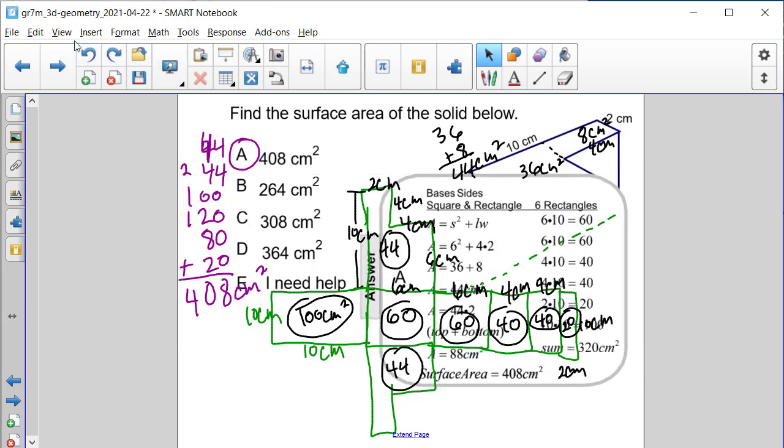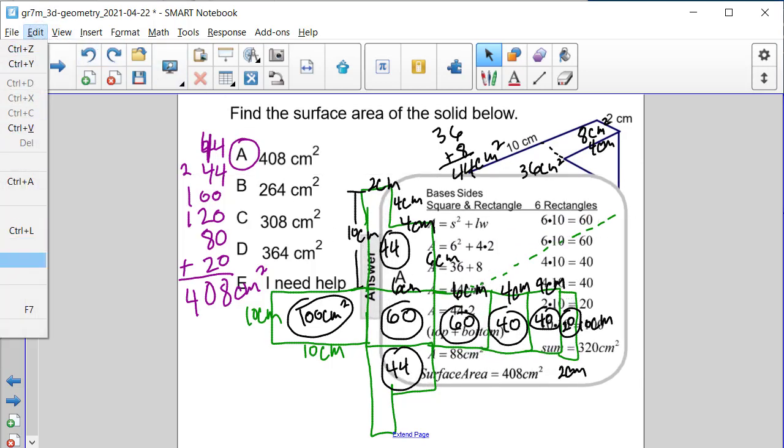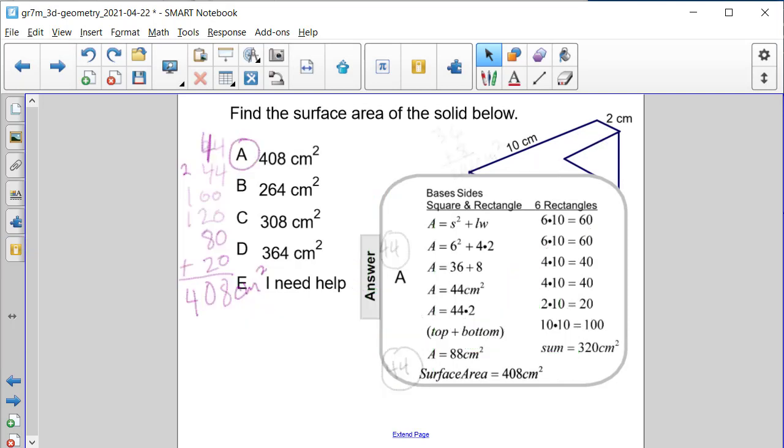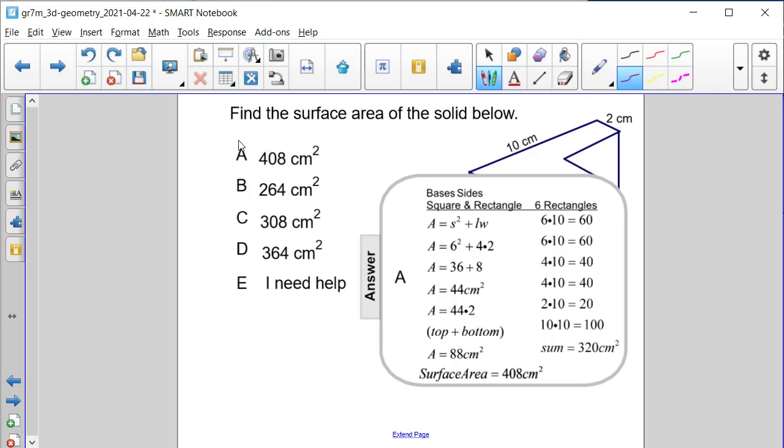And I'm going to clear some of the ink off of this so you guys can see the work as well. So we did get the area of 44 for that irregular shape for the top and bottom. And then when we found the area of all of the rectangles, you could add those up separately. And still you will get 408 square centimeters, which is answer choice A.